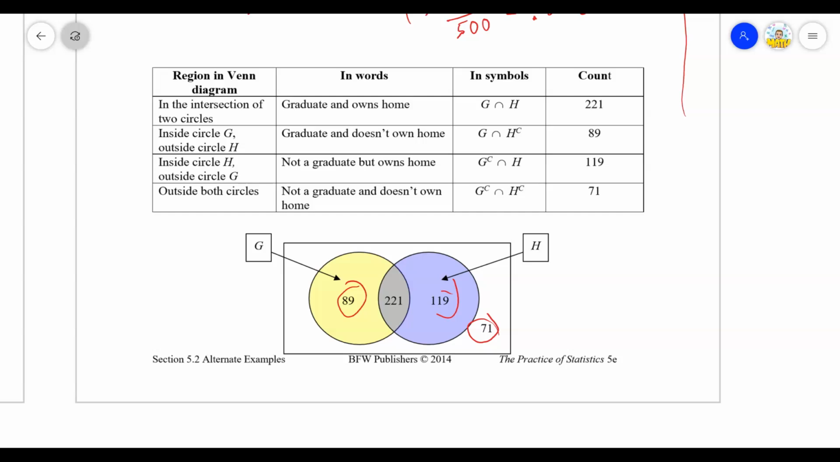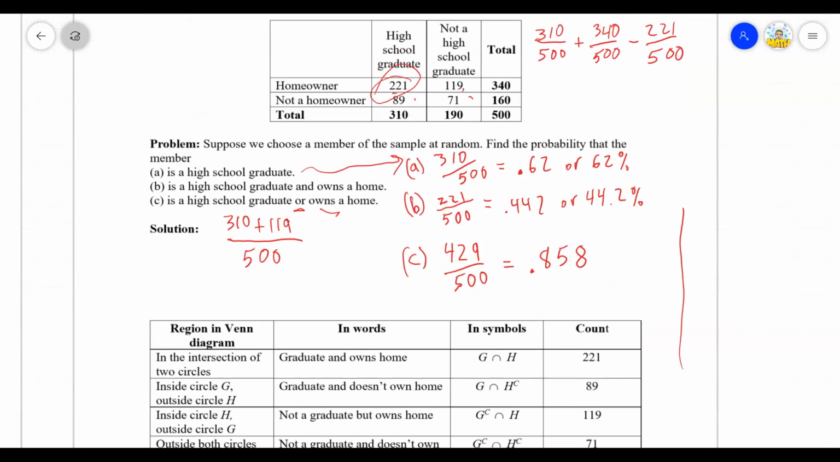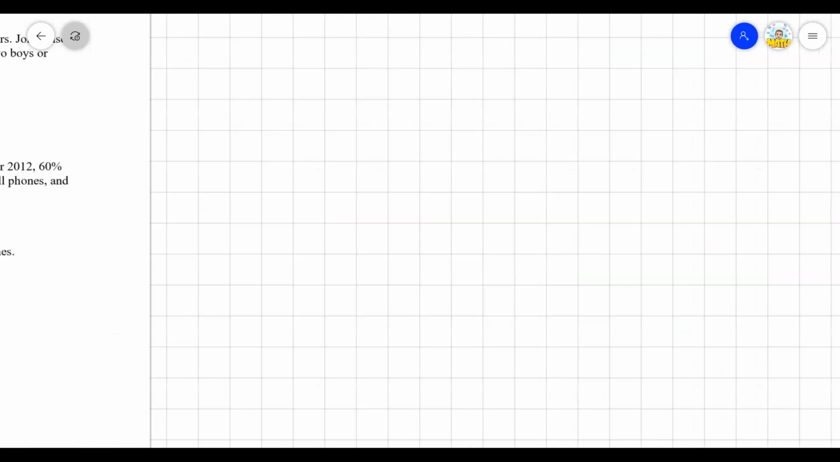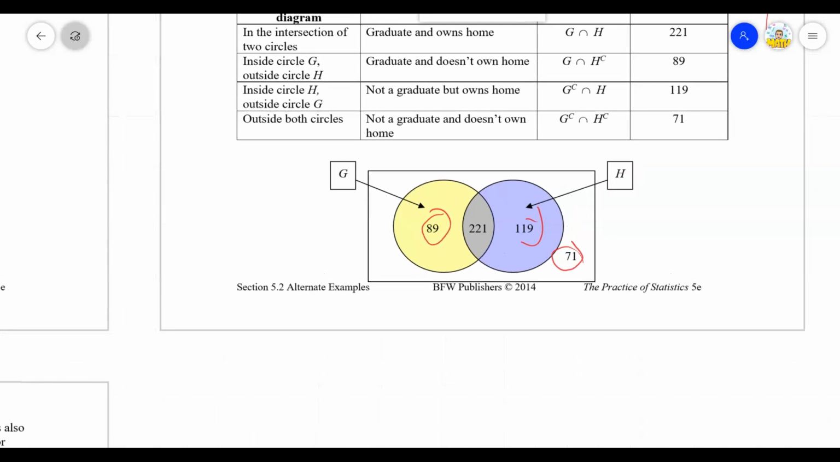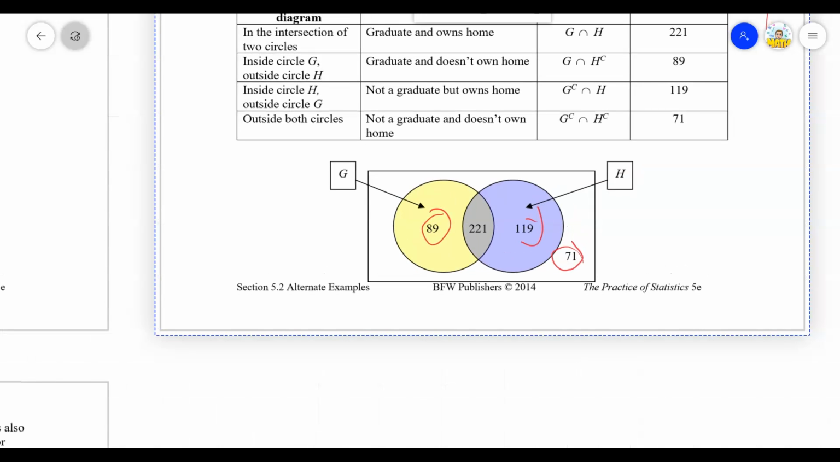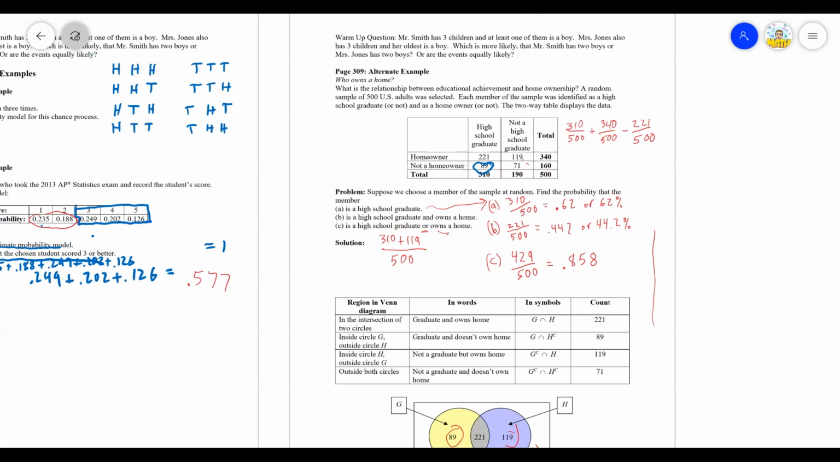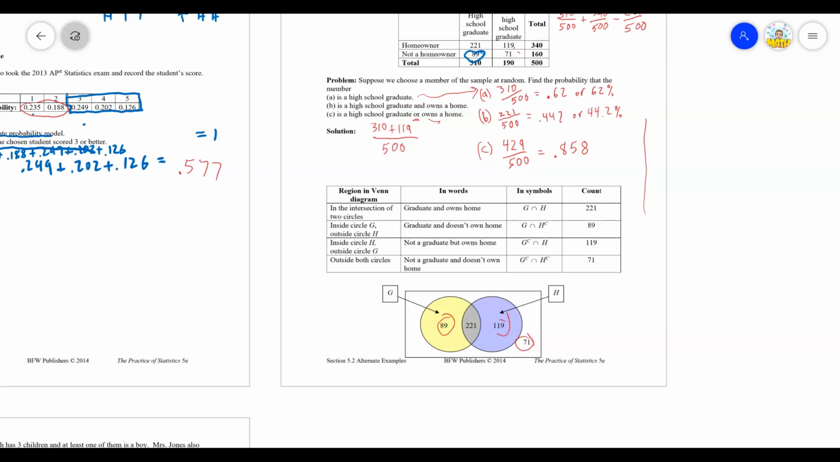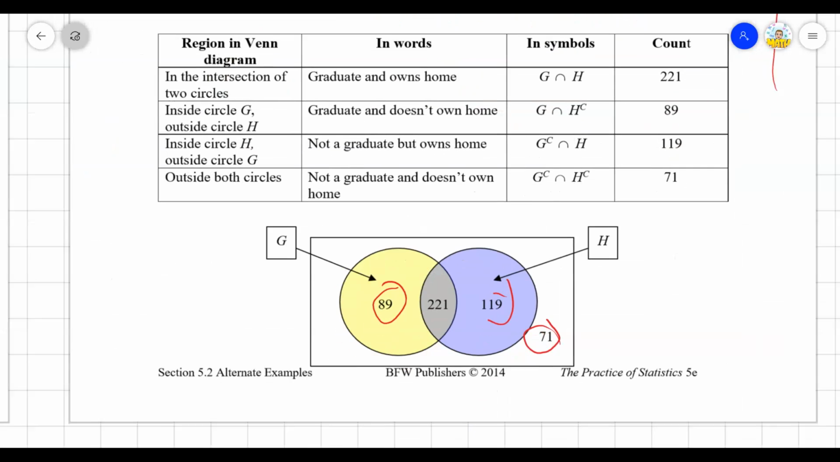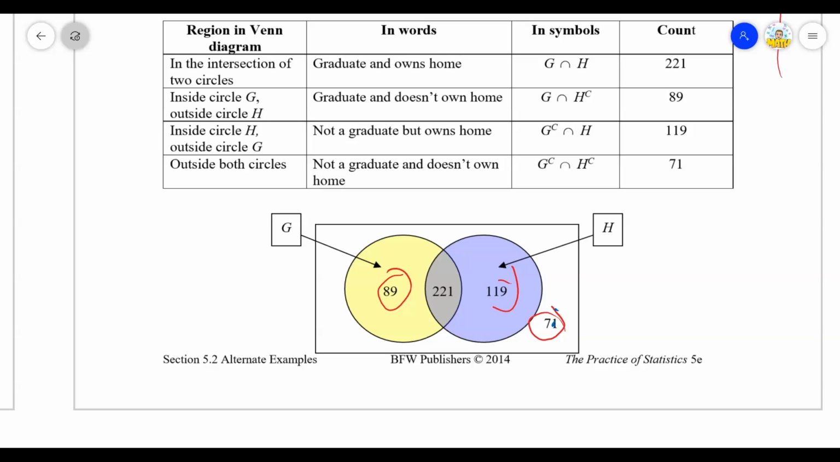The 89 is going to be people that graduated high school but do not own a home, right? So we come back up here. These 89 people graduated high school, but they don't own a home. So in the Venn diagram, they're going to live in that part of the circle, because they are graduates, but they're not in the blue circle where they own a home. Then we have the 119 here who did not graduate high school. They're not a high school graduate, but they own a home. So they live here. And then these 71 never graduated high school and don't own a home.